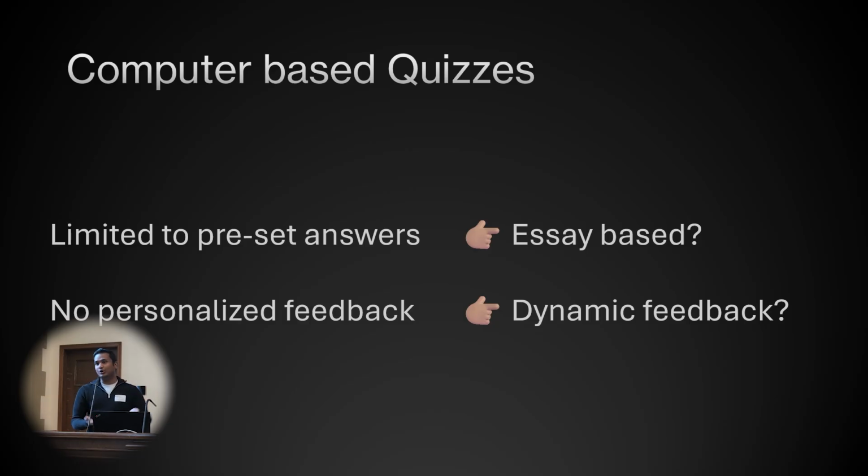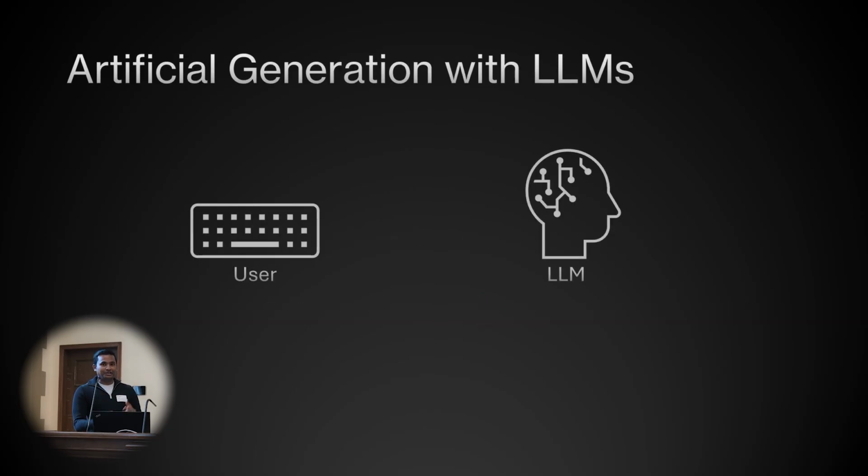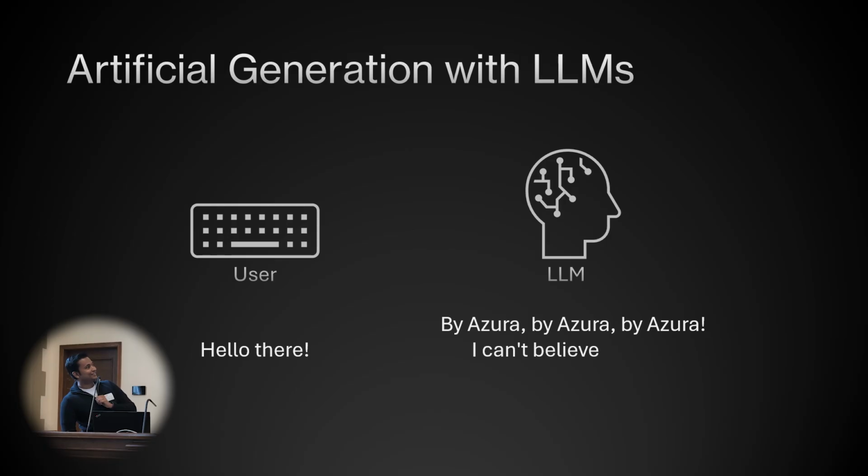You already know what large language models are and how AI works, so I'm not going to take the time to explain that. Let's just say that we have the user and we have the large language model. It could be ChatGPT, or it could be Claude, it could be Perplexity, Meta AI, whatever it is. So the user would ask, "Hello there," and then the LLM would answer.